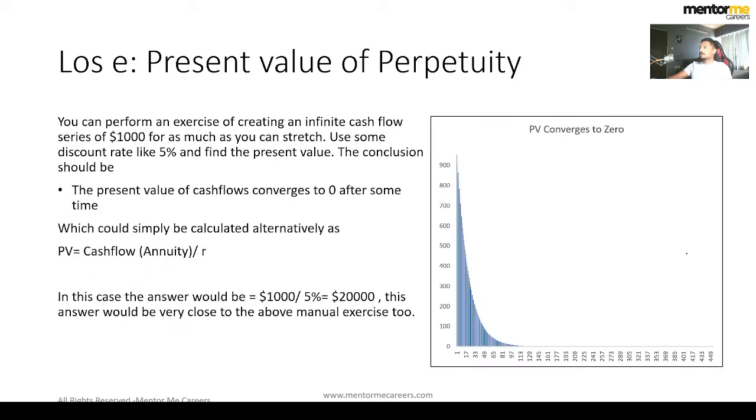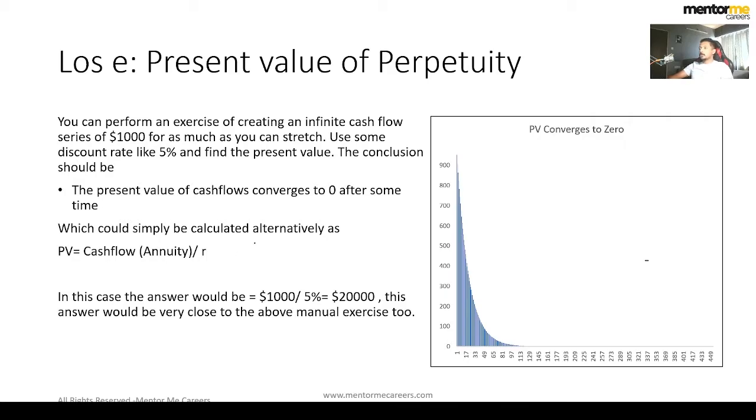Okay, present value of perpetuity is simple. You can actually do an exercise where you keep on compounding 1000 forever, and then try to find out the present value of each of these cash flows. You will realize that after some time, the present value keeps on decreasing and then converges to 0. Happens practically, right?